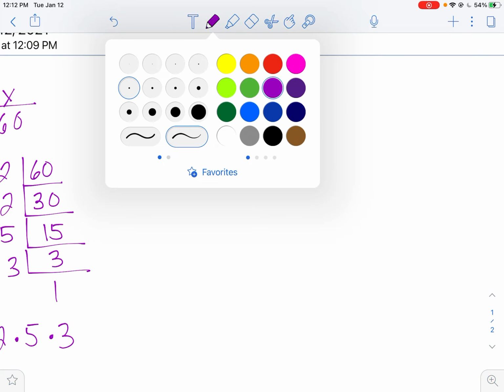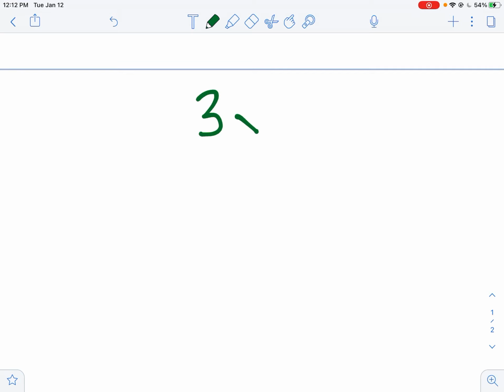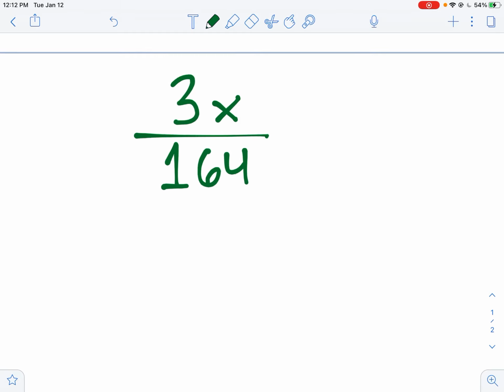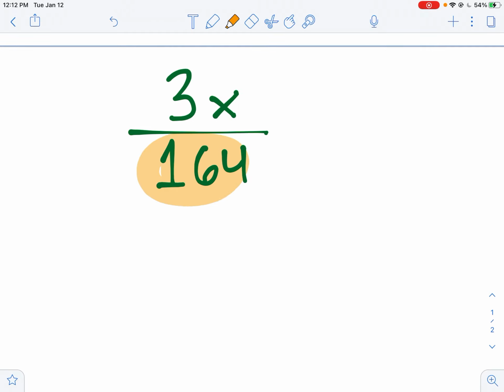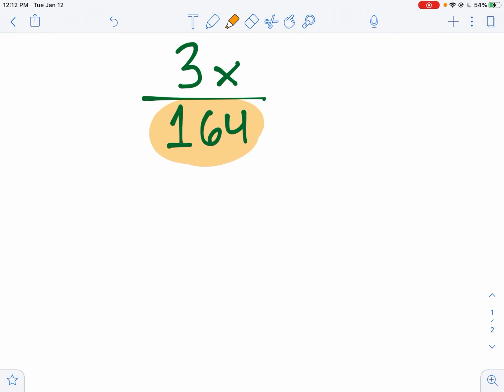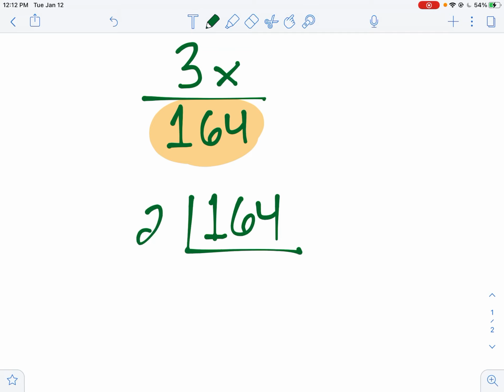A lot of people like to do that, but I kind of like this method. So I'll go with another number here. Say I wanted to go with a bigger one, like say I had 3x over 164. And I wanted to break down 164 because that's my denominator. For some reason, I want to factor that out. Here's what I would do. I'd start with 164, and I can divide it by anything that goes into 164. It doesn't matter what I start with. I usually like to think, okay, if it's even, I'll start with 2 because you can always divide by 2.